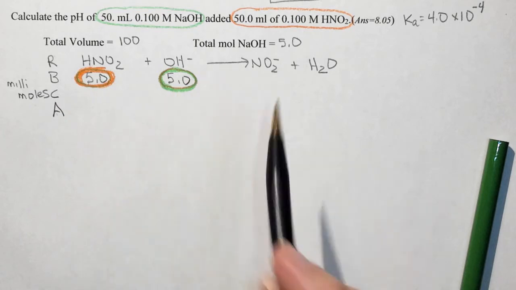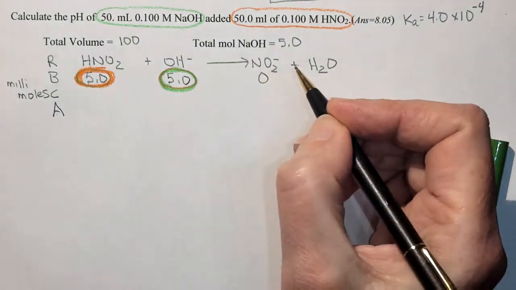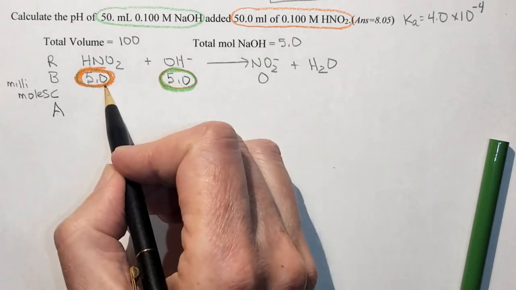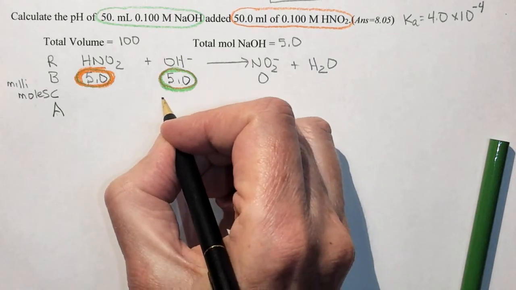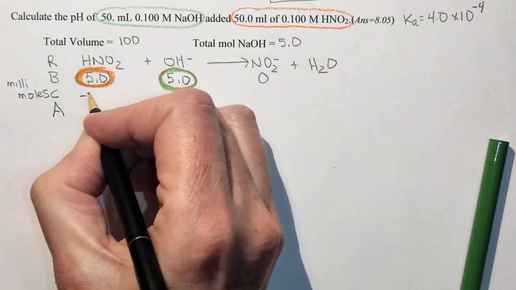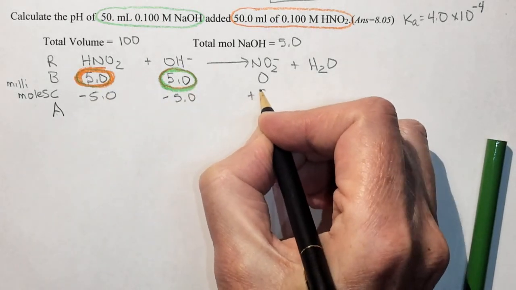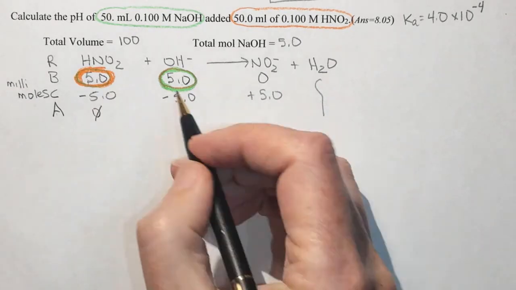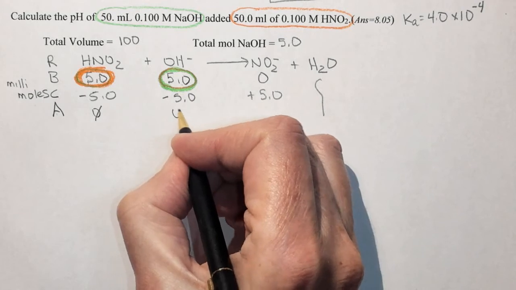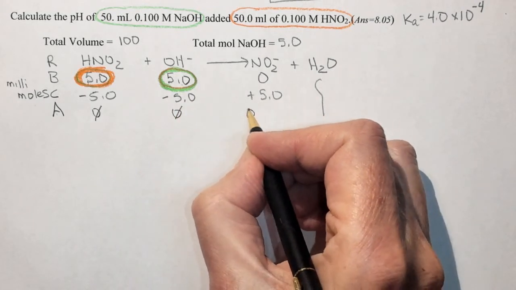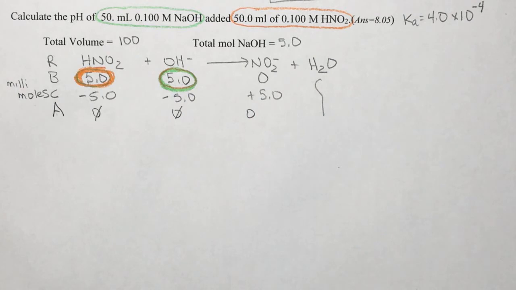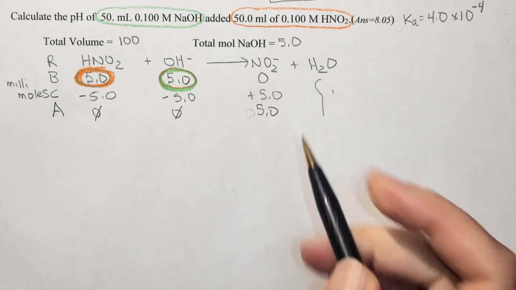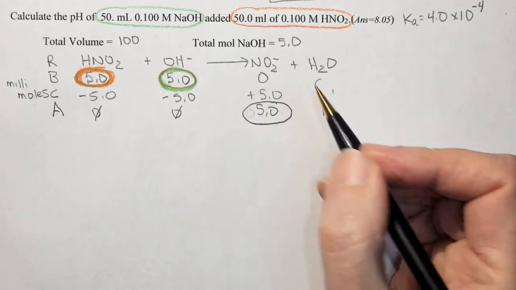So we've set up to determine what our limiting reagent is. And as we go through, we have equal molar amounts of both of these. This is the equivalence point, equal molar amounts. So we're going to use up both of these completely. So minus 5.0, minus 5.0, plus 5.0. We don't care about the water. So we have none of the nitrous acid left. We have none of the hydroxide left. And what remains is 5.0 millimoles of the NO2 minus.